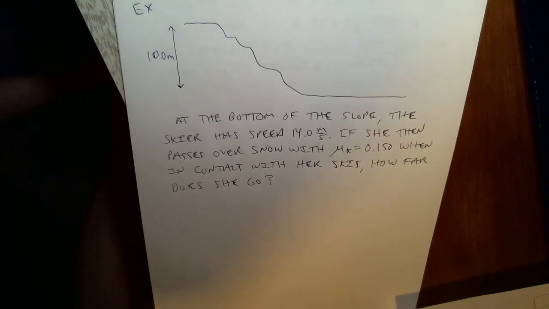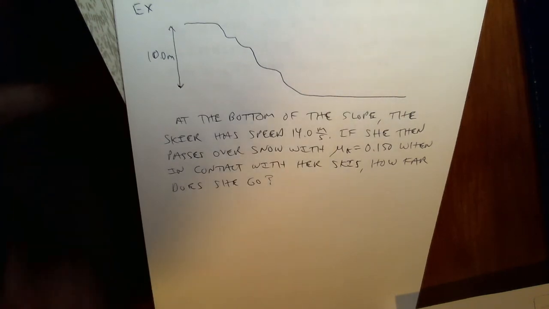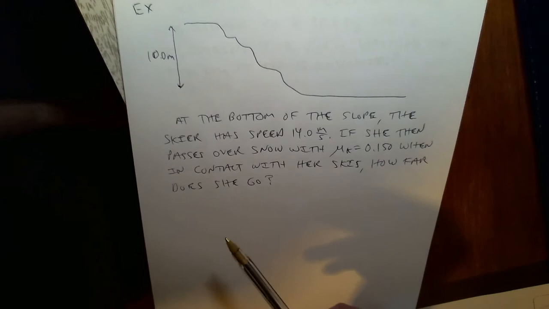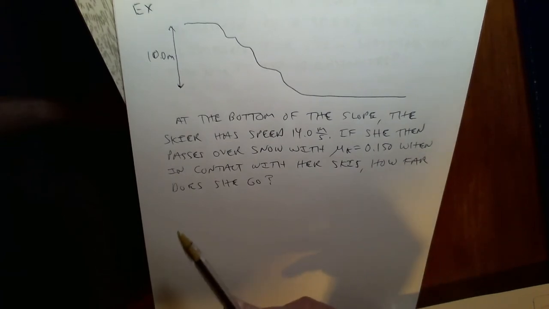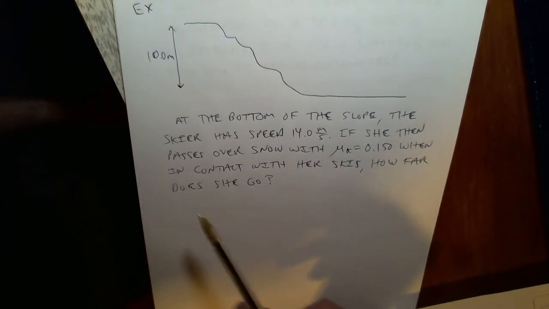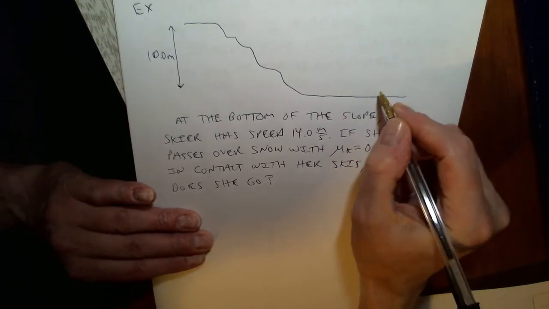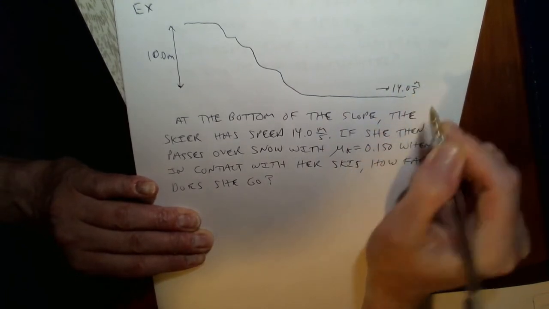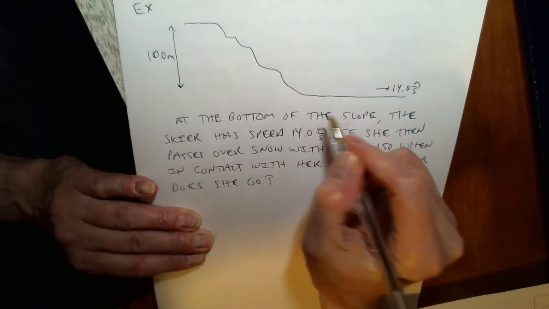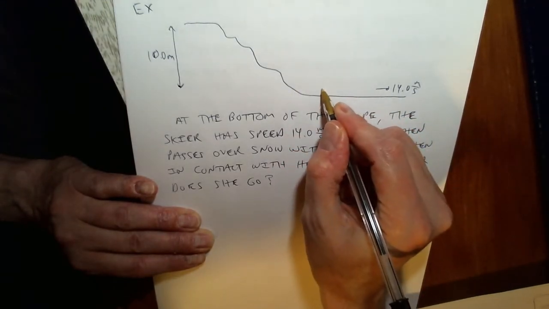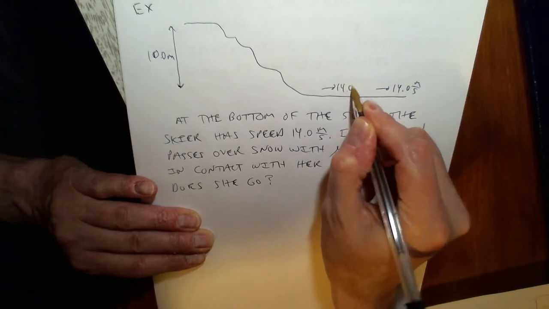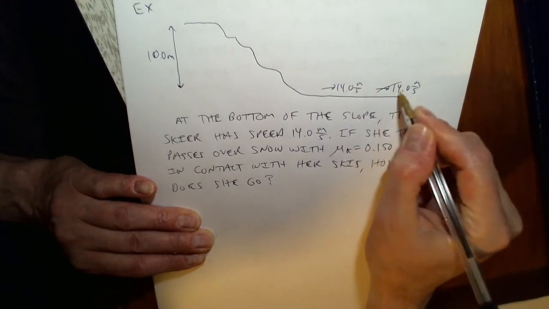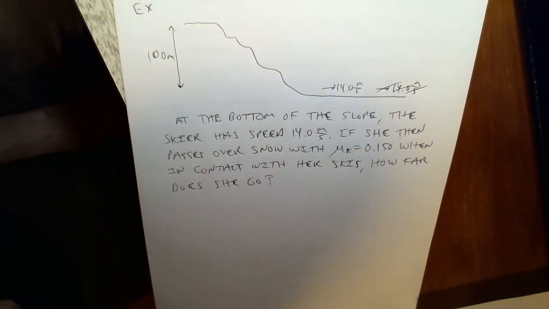Okay, so in this example, we have that skier that we were talking about who slid down the 10-meter high slope, and was going 14 meters per second at the bottom. Actually, I should say that she was going 14 meters per second when she first got to the bottom. So in other words, over here, there.